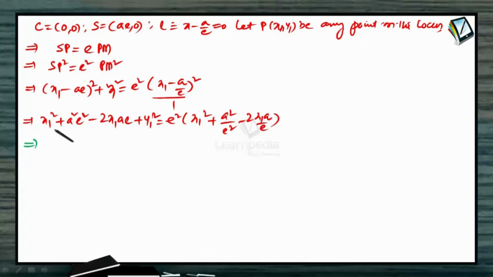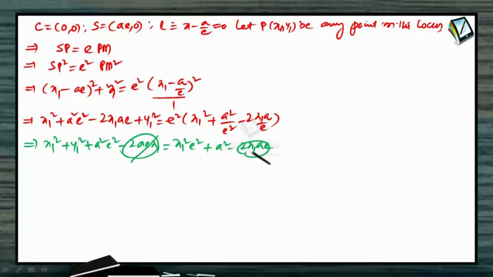On simplifying this, it goes to the form of x1 square plus y1 square plus A square E square minus 2AE x1 is equal to x1 square E square plus A square minus 2x1 AE. Obviously minus 2x1 AE gets cancelled on both sides. Then I'll get x1 square into 1 minus E square plus y1 square is equal to A square into 1 minus E square.